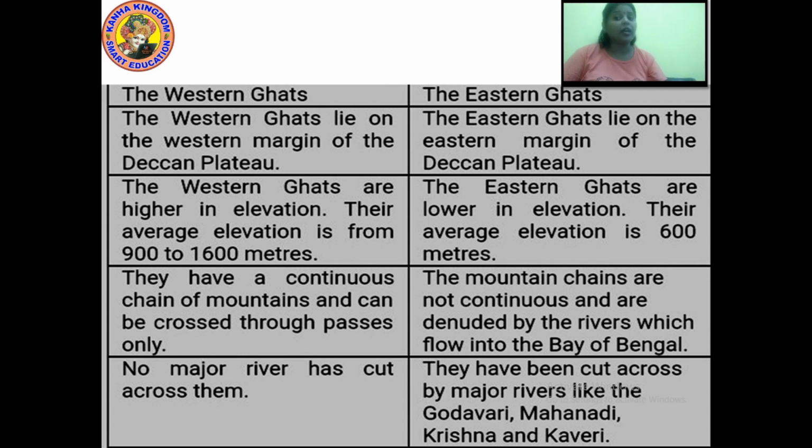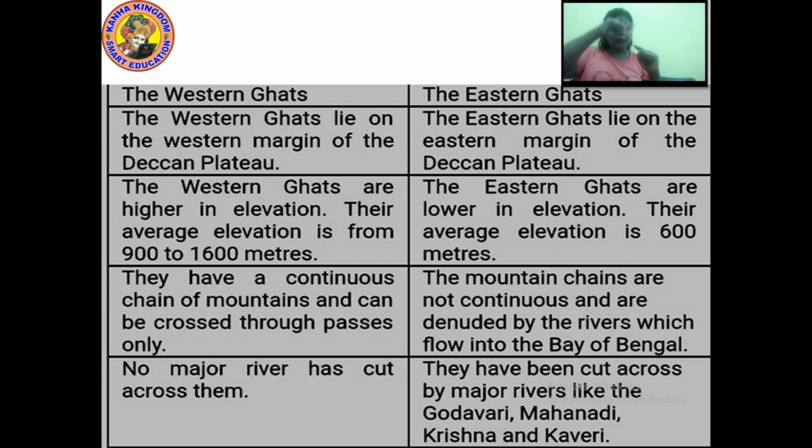Now come to the Eastern Ghats. The Eastern Ghats lie in the eastern margin of the Deccan Plateau. It means the right hand side. The Eastern Ghats are lower in elevation. It means they are not as high as the Western Ghats are. Their average elevation is 600 meters. The mountain chains are not continuous and are denuded by the rivers which flow into the Bay of Bengal.